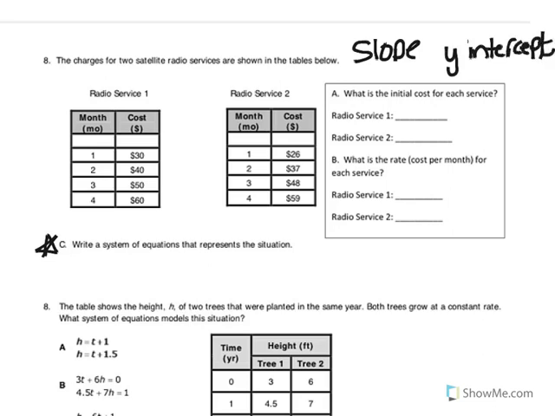So let's take a look at what it asks us here. It says, what is the initial cost of each service? That means, what was the cost at the beginning? Well, we're going to have to look and see. On radio service 1, this is going up by 10, by 10, by 10. So if we want to get to the first one, we're going to have to go backwards. So let's subtract 10, and we get 20. So at 0 months, it's $20. Then on this one, it's going up by 11, by 11, by 11. So let's go backwards 11, and we end up at 15.